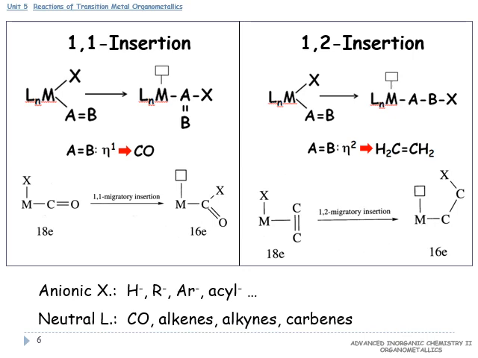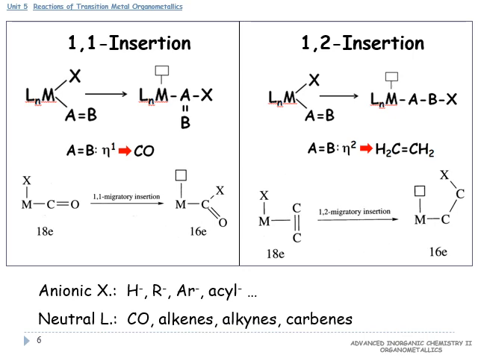In the first one, known as 1,1 insertion, the metal and the X ligand end up bound to the same atom of an L-type ligand. That is the case of the carbonyl ligand, which gives only 1,1 insertion. That is, both the metal and the X group end up attached to the carbonyl carbon.